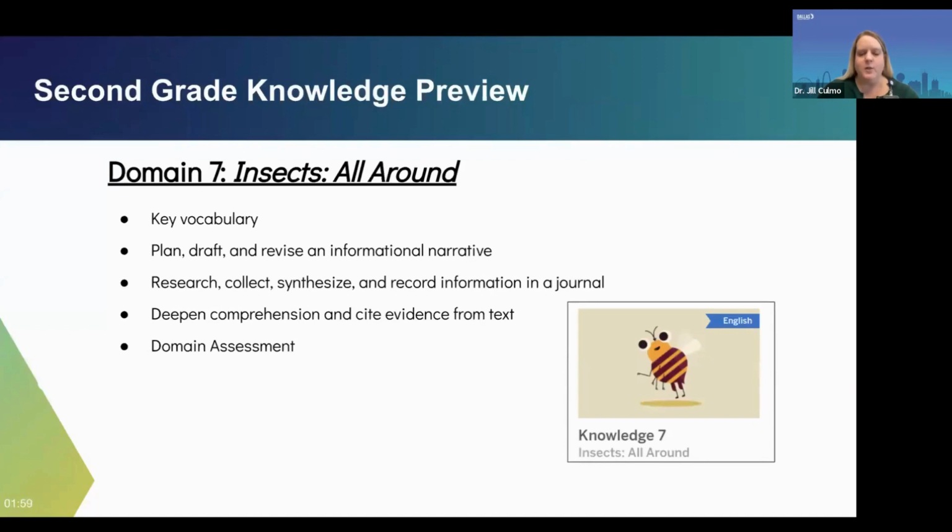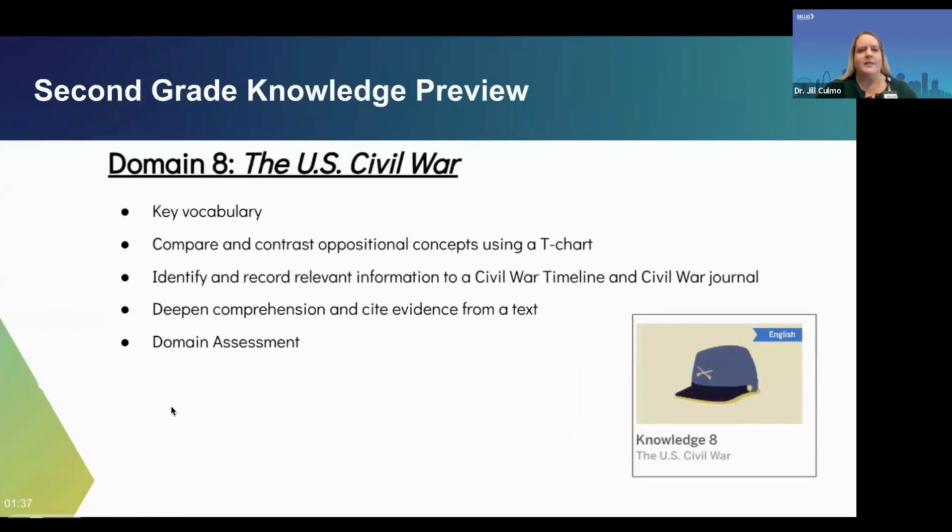For example, students will learn how insects are important to the process of pollination and in the production of honey, some cosmetics, and even medicines. This domain will lay the foundation for further study of the life cycles, habitats, and classifications of insects and other animals. Then they will move into Domain 8, the U.S.